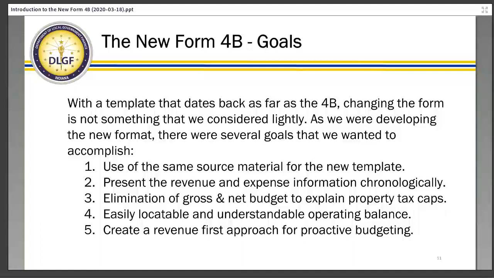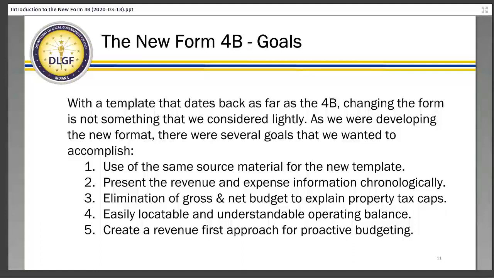As we were working on creating a new template, these were the 5 things that we wanted to accomplish with the new version. Number 1, we wanted to use the same source material for the new template. As we examined the 4B, we wanted to find another way to lay out the same information we had without creating a new reporting requirement, without collecting more information from each unit. We wanted to determine how to present the information that we do have without increasing the reporting requirements for the units. So that was an important box for us to check.